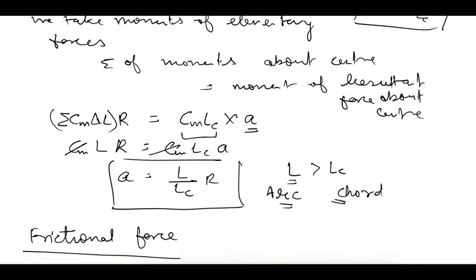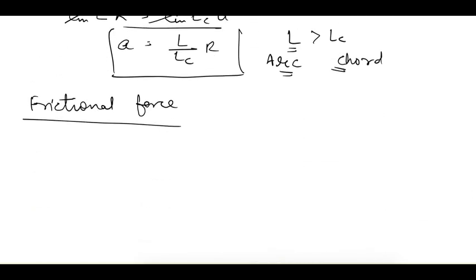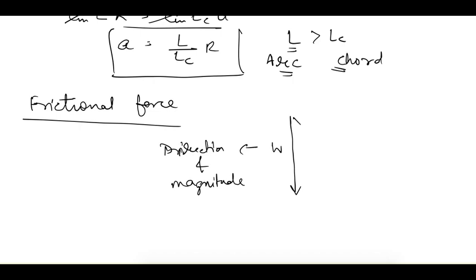Let me draw it here again. So this vertical line shows the direction and magnitude. Now from this point we can draw our frictional force. We know the direction of this frictional force from our earlier discussion. So this is the direction. We don't know how long it will go, something like this.